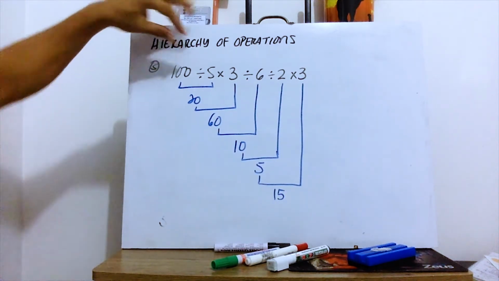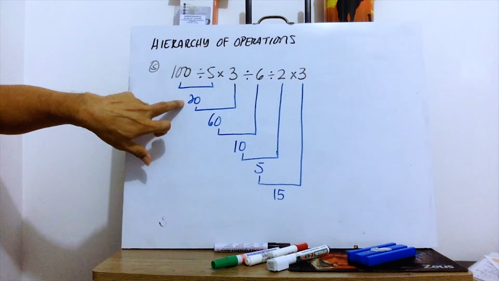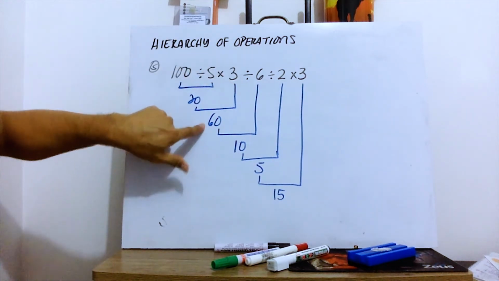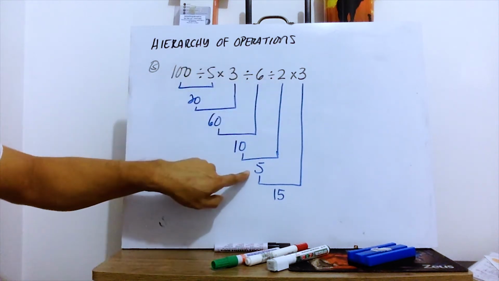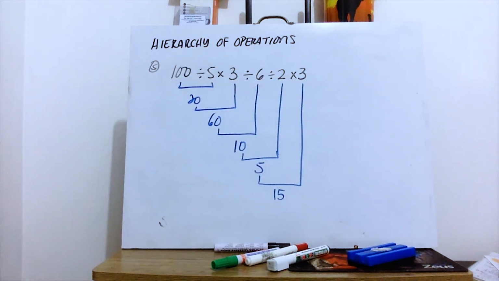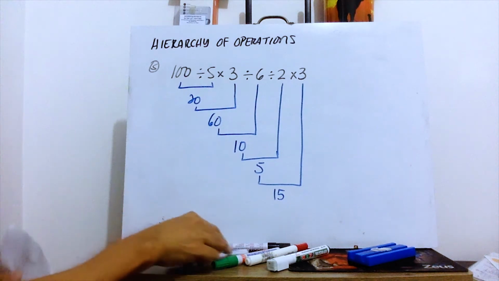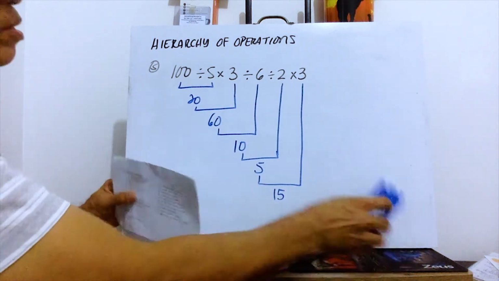All right. 100 divided by 5, that's 20. 20 times 3, 60. 60 divided by 6, 10. 10 divided by 2, 5. And 5 times 3, 15. All right? There.